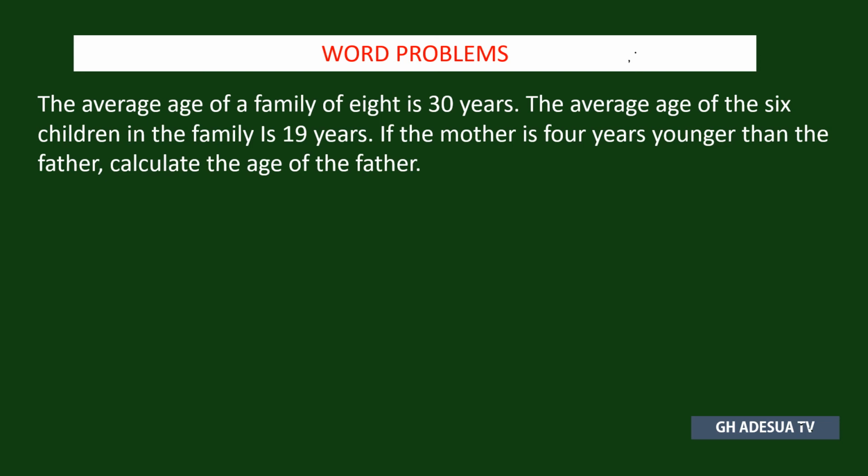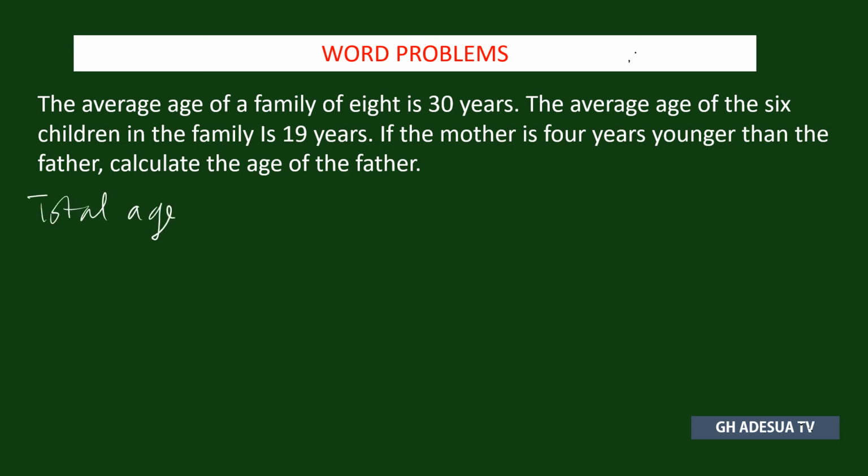So the average age of the children can be known, the average age of the family can be known. Meaning that when you take out the average age of the children from the average age of the family, it gives you the average age of the parents, that is the mother and father. Then the next point is that the mother is 4 years younger than the father. So you are calculating for the age of the father. So let's go systematically.